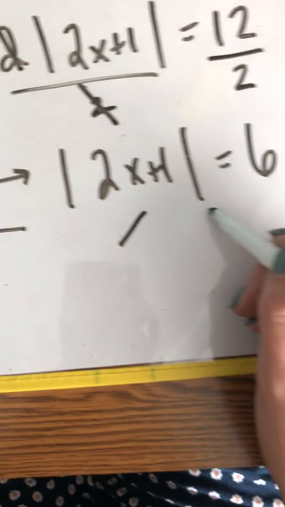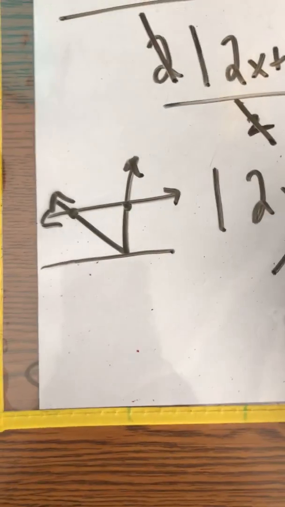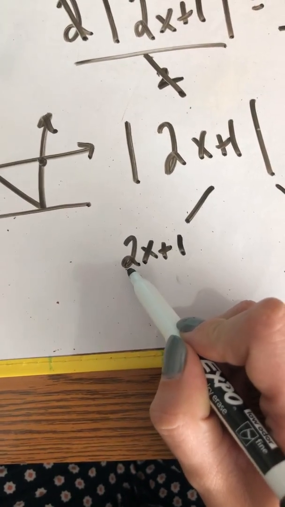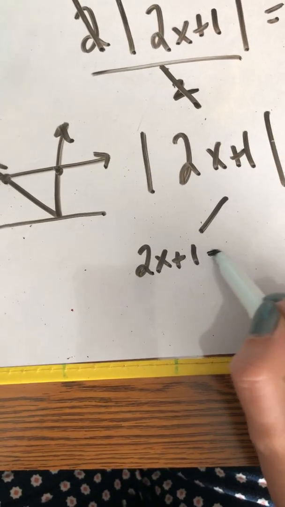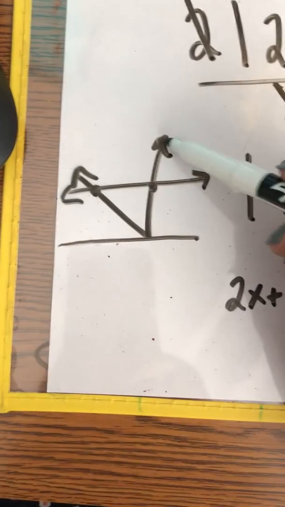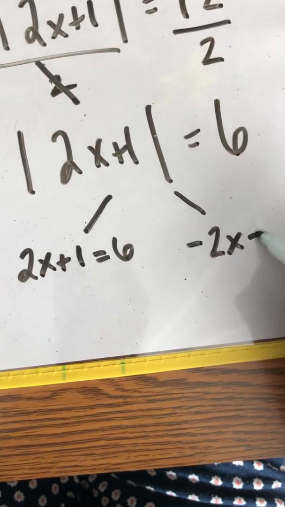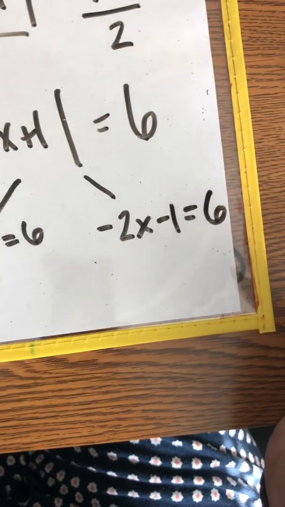So in order to do this, I set up two equations. One of them is going to be the right side of the V. That's the one with the positive slope, 2x plus 1. I want to know when that equals 6. That's this side of the V. And the left side of the V is the one with the negative slope, and I want to know when that equals 6 as well.